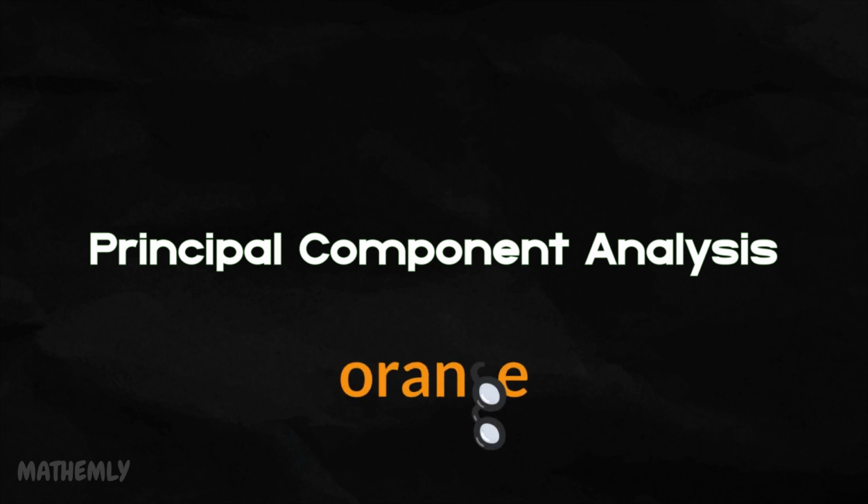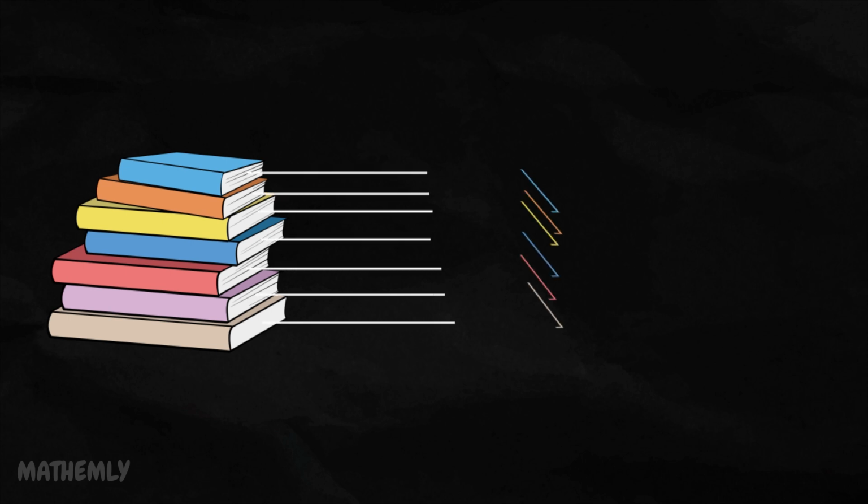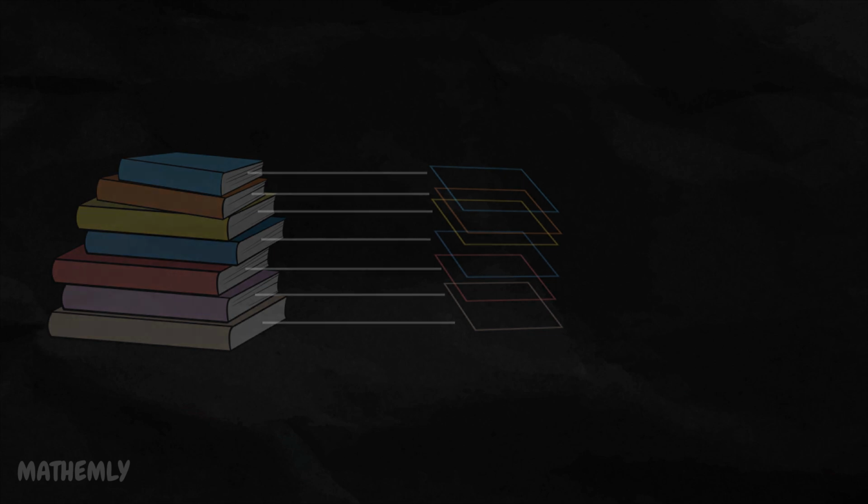Let's get started. Imagine you have a huge stack of books, each filled with different types of information. Instead of reading every single page, what if you could summarize the key points from each book while keeping the most important details? That is exactly what Principal Component Analysis does for the data.